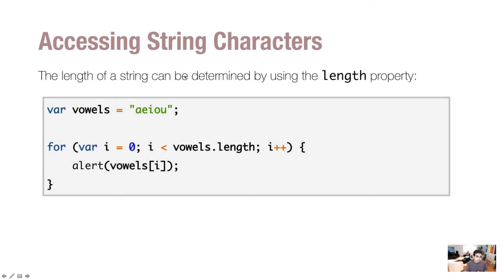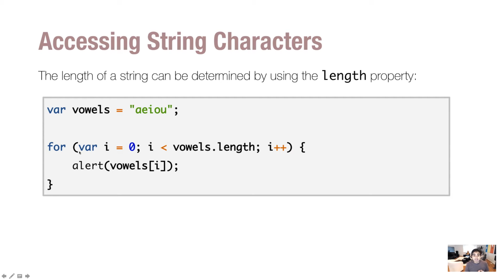So pretty straightforward. Now, here's what's really cool about being able to do something like this. If you can access each individual character, one of the things you need to know is how long your string is, and that you can find out by using the length property. So in this case, I have the same variable called vowels with the same value, and what I'm doing here is looping through each character and printing that character out to the screen.